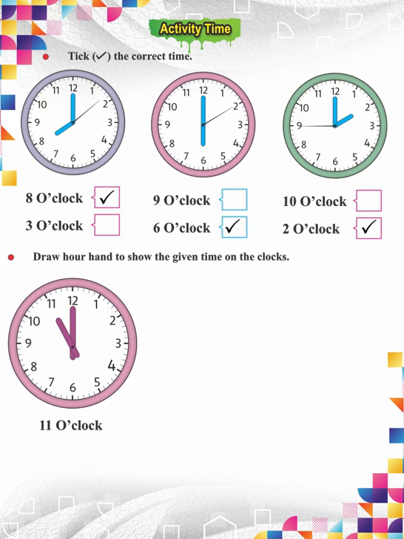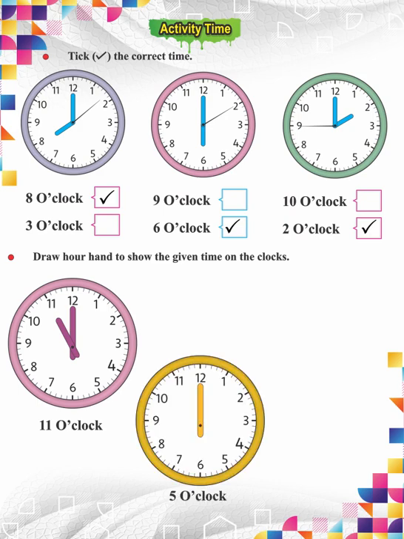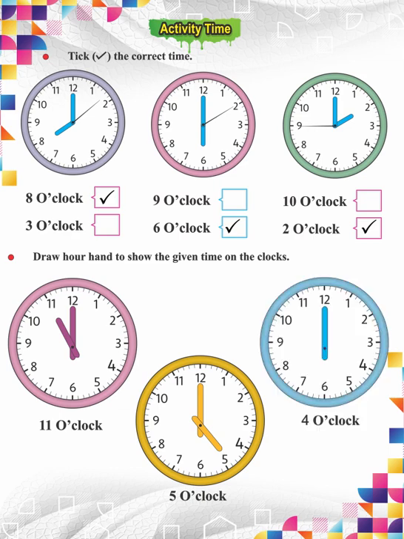From left to right in the second clock, draw the hour hand from the central point to the digit 5. It will show 5 o'clock. From left to right in the third clock, draw the hour hand from the central point to the digit 4. It will show 4 o'clock.